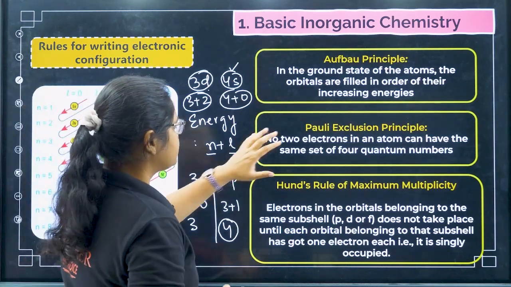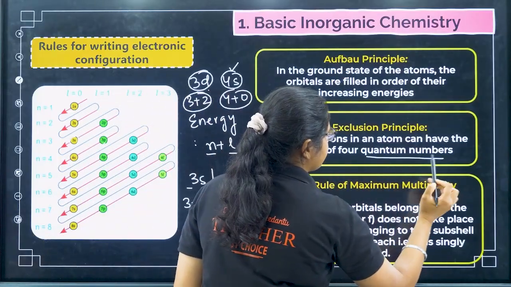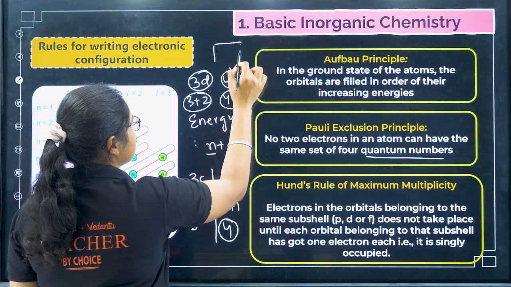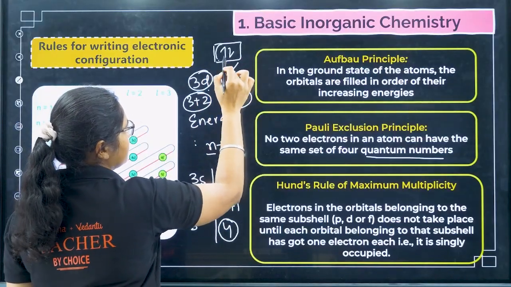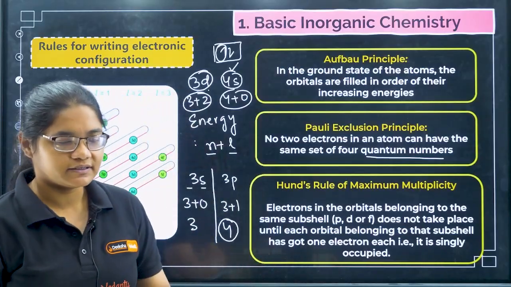Okay. Next rule is Pauli's exclusion principle. No two electrons in an atom can have the same set of quantum numbers. So always if you are filling electrons in one orbital, you have to do it like this. One represents plus half spin and the other represents minus half spin.